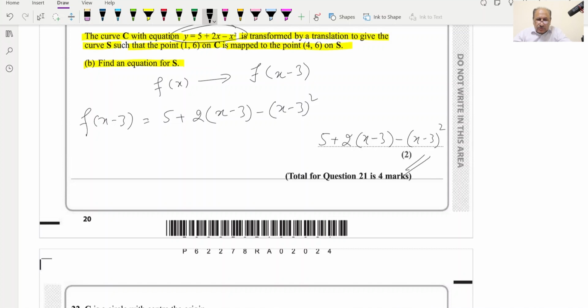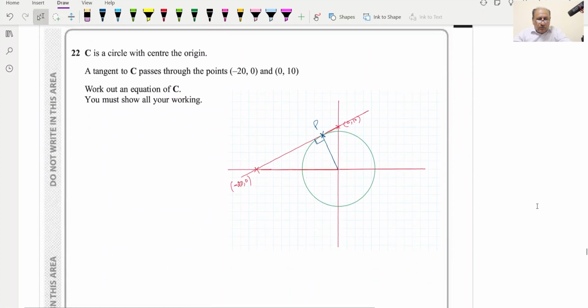This is a 2 mark question which we are done. Now this is question 22, and C is a circle with center at the origin.